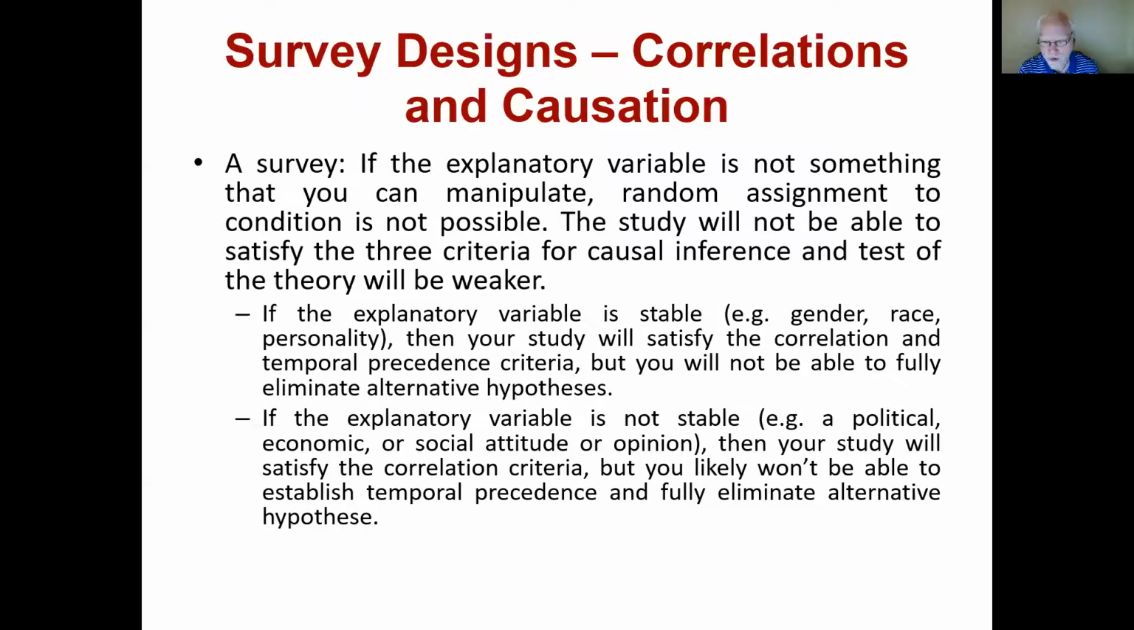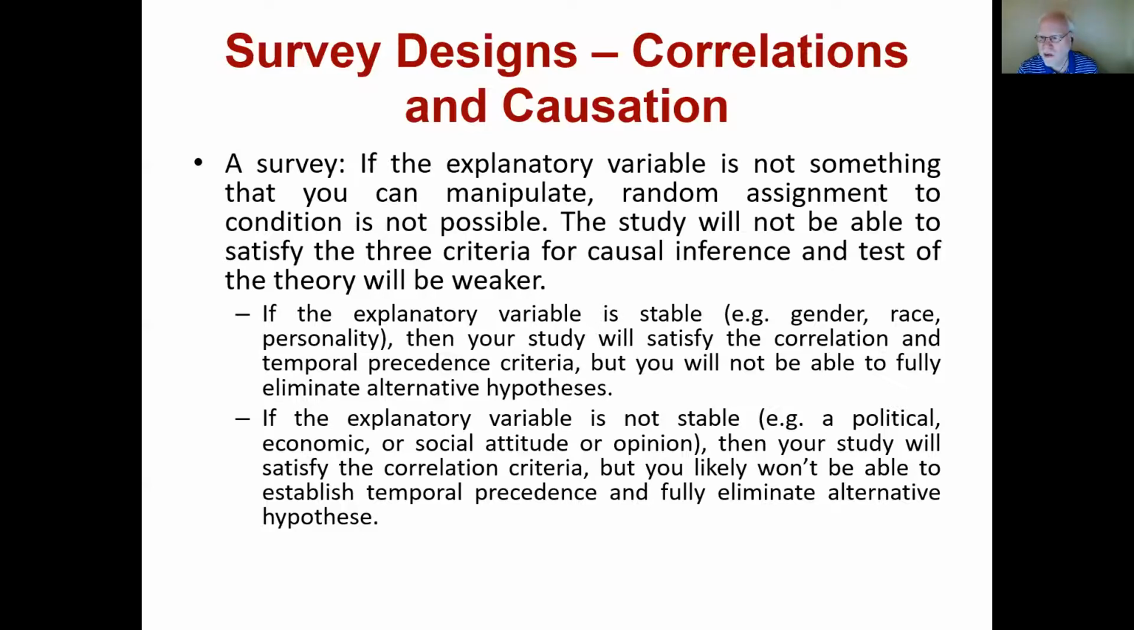And then if the explanatory variable is not stable, for example, political, economic, or social attitudes or opinions, then your study will satisfy the correlation criteria, but you likely won't be able to establish temporal precedence and fully eliminate alternative hypotheses. So you don't have random assignment. So eliminating alternative hypotheses is a problem. And you also don't have temporal precedence because you don't know if you're looking, say, at the correlation between two different opinions. Does your opinion on this affect your opinion on this?